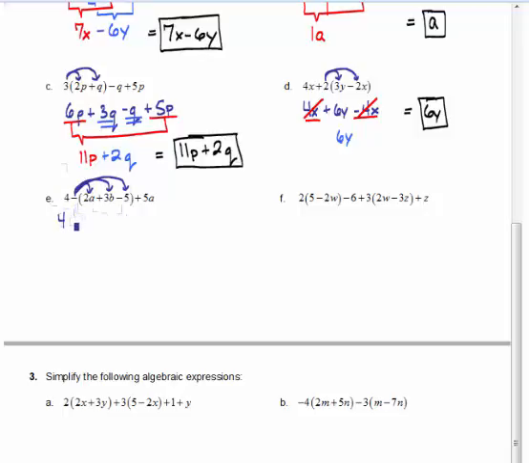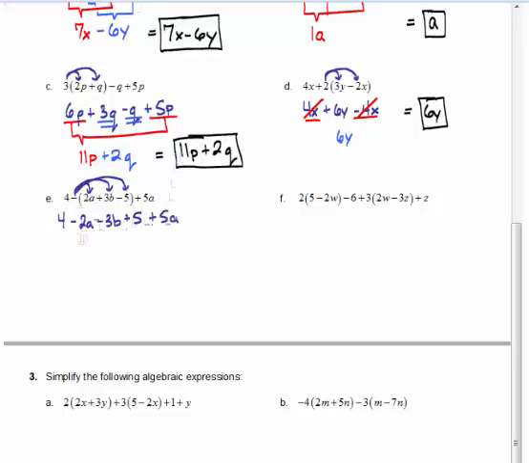Negative 1 times positive 2 would be negative 2a. Negative 1 times positive 3 would be negative 3b. Negative 1 times negative 5 would be positive 5, or plus 5. And then finally I just bring down the plus 5a. Right there, I just brought that down. Alright, let's look for like terms.